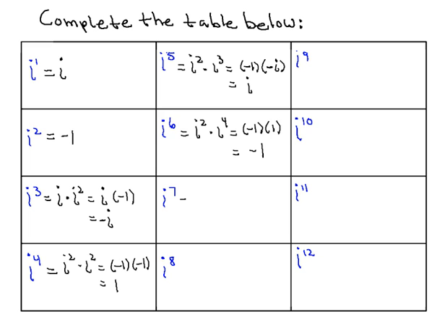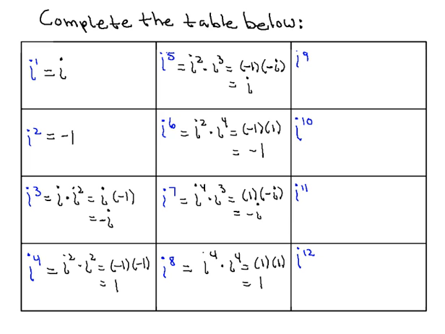Now what about i to the seventh? Well, let's think about that as being the product of i to the fourth and i to the third. i to the fourth, we know from the first column, is 1. i to the third is -i. And so the product turns out to be then just -i. Are you beginning to see a pattern emerging here? Let's continue on. i to the eighth we can think of as i to the fourth times i to the fourth. That would be then 1 times 1, or +1.